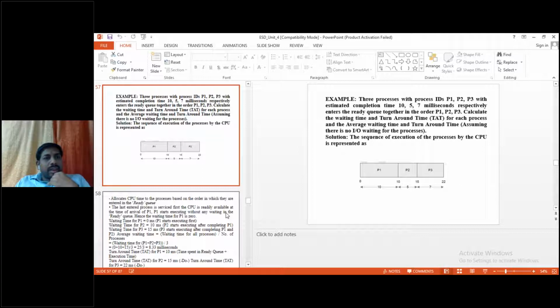time is 10 milliseconds, 5 milliseconds, and 7 milliseconds. You have to calculate the waiting time and turnaround time for each process, as well as the average turnaround time and the average waiting time. The sequence of execution by the CPU is P1, P2, P3. P1 takes 10 milliseconds, and after that P2, because it is first come first serve. P2 takes 5 milliseconds, so up to 15 milliseconds, and then 7 milliseconds. So P3 will be completed at 22 milliseconds.